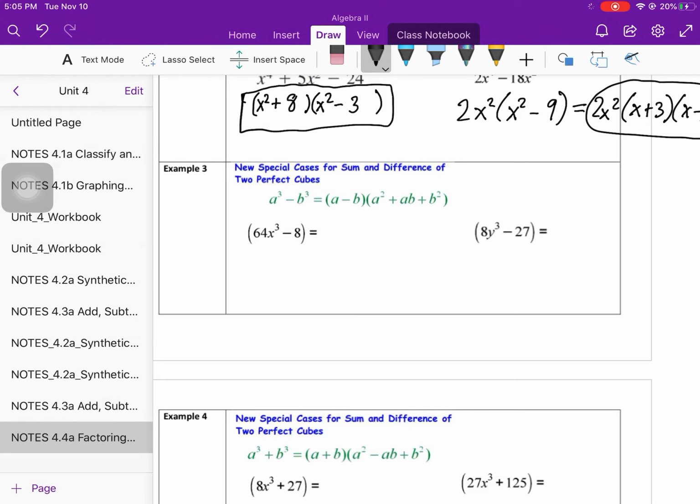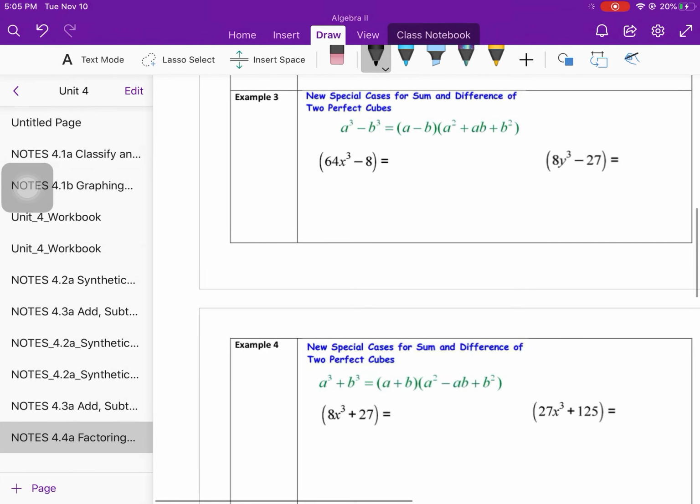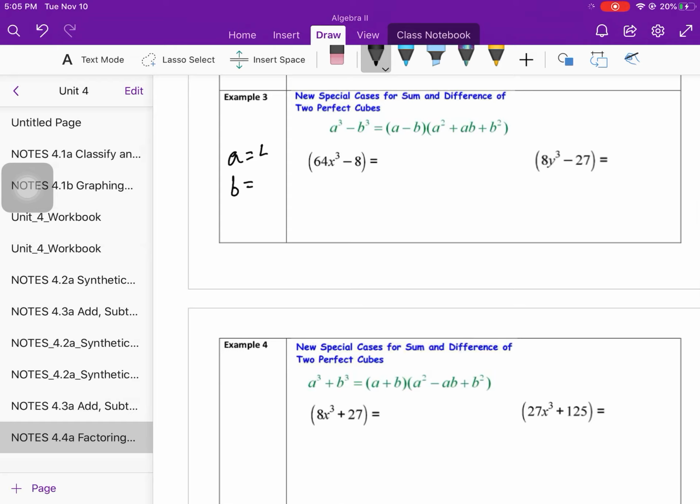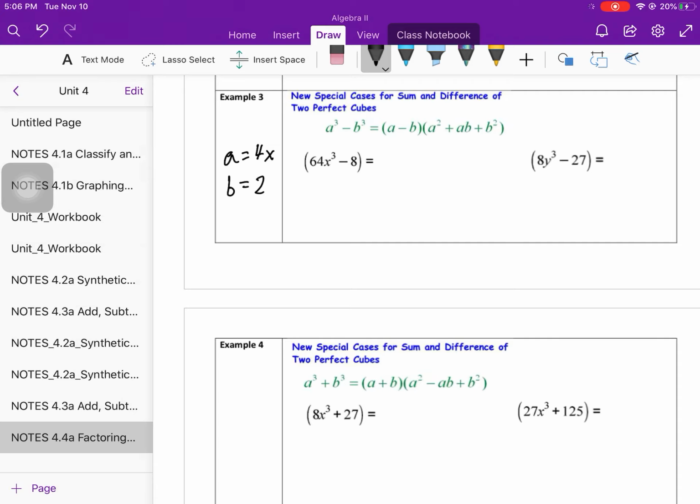First thing is identify what your A is and what your B is. So A cubed and B cubed are subtracting each other. 64x to the third power is actually a perfect cube. And a cube is like a square, but it's a number times itself 3 times that would get you to that. 8 is also a perfect cube. And the numbers that we're going to use are 4x, because 4 times 4 is 16, and then another 4 would make it 64. So we get 4x, and then we also get 2. If you take 2 to the third power, we get 8. So that's what A and B are going to equal.